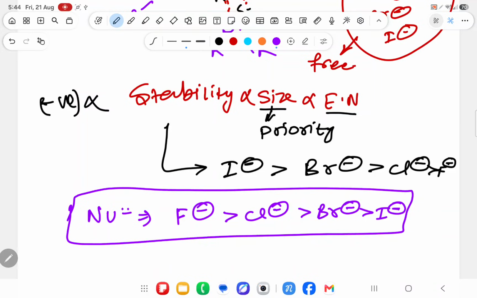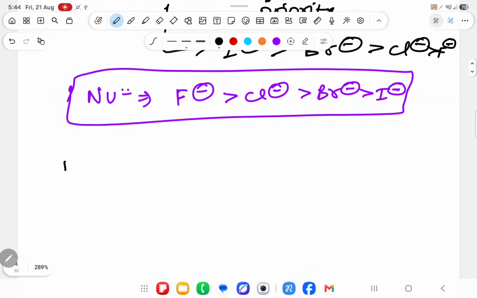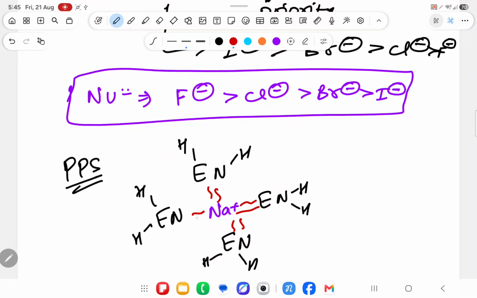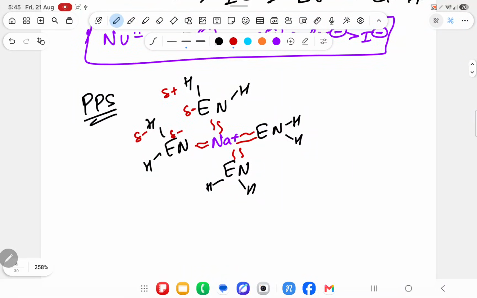Understood the logic? But instead of a polar aprotic solvent, I have taken a polar protic solvent. Once I take a polar protic solvent, what happens? Over here, the electronegative atom has hydrogen, electronegative atom, hydrogen, electronegative atom, hydrogen. I will put sodium in the middle. The electronegative atoms attract the sodium towards themselves. As it gets del minus, the hydrogen gets del plus. At the same time, the hydrogen del plus will capture the electronegative atom.